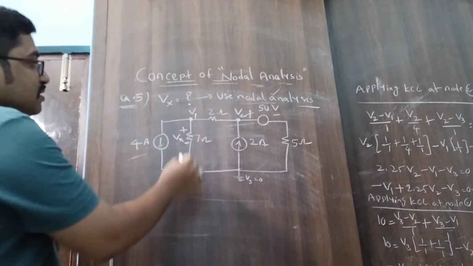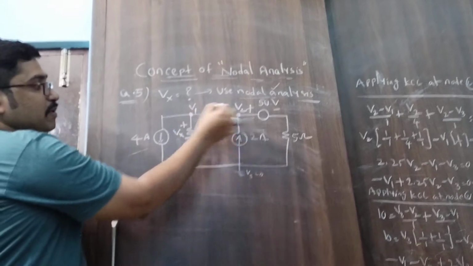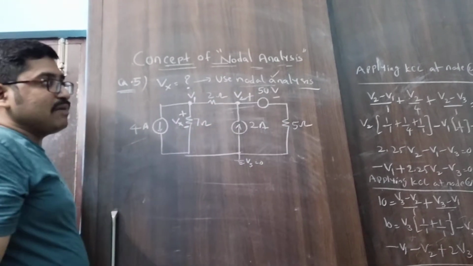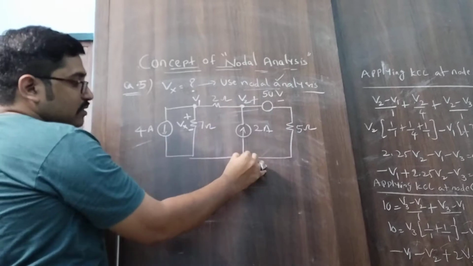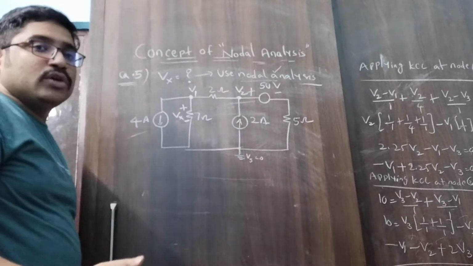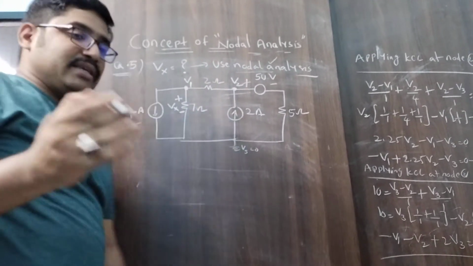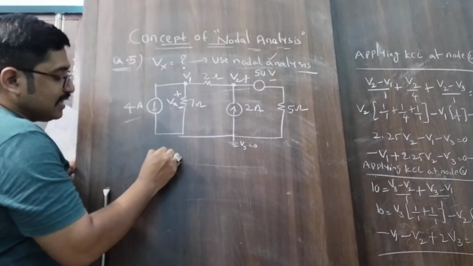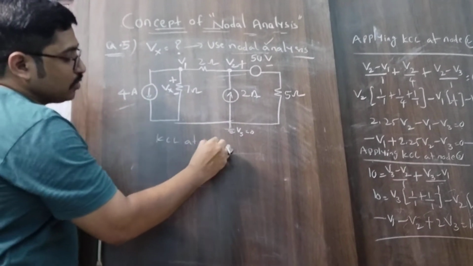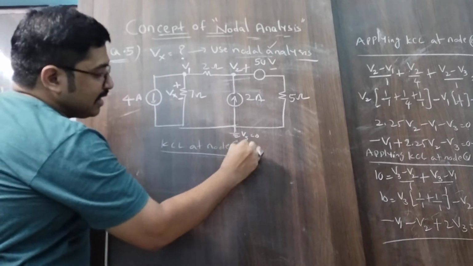First of all, this is the first principal node I have selected. This is the second principal node I have selected. This is the ground node. Now what we need to do is apply the KCL. Applying the KCL at node 1.